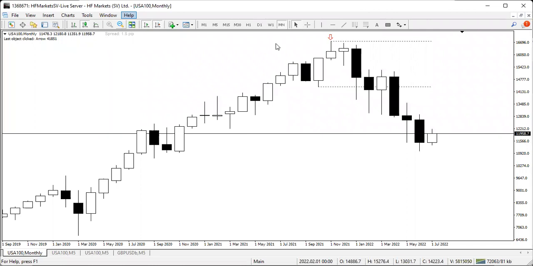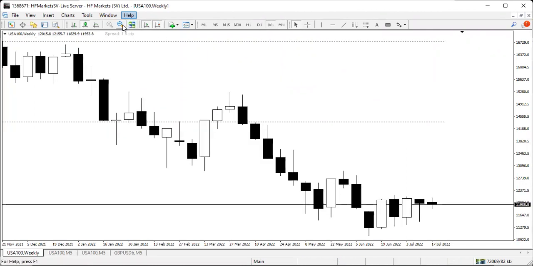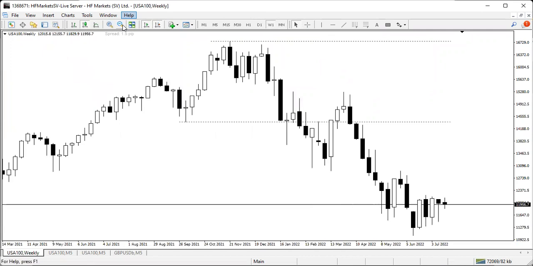All right, so let's go to the weekly chart, with the premise that here's our range. Now I can refine these, because the monthly chart usually starts the lines at the exact start of the month, but I don't want it here. I want them to be refined.